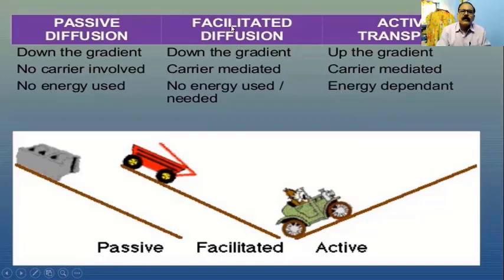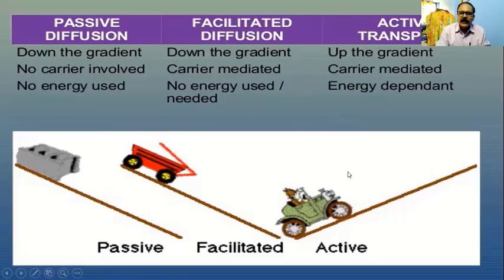When it comes to facilitated diffusion, there are some wheels. In the passive case there are no wheels, it comes directly. Whereas here we are giving some facility. It is also a down gradient, carrier mediated. You are giving a carrier which allows this vehicle to pass smoothly downwards. Here you don't have any facility, here you have facility. Try to understand this logic: passive diffusion, facilitated diffusion and active diffusion.